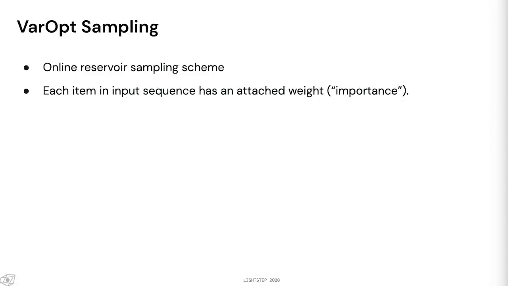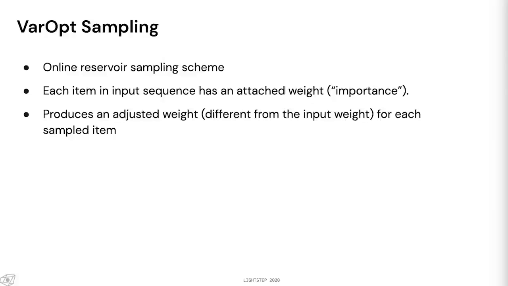We can define each input item and give it a certain weight, we call it importance, and this is something we can define ourselves. So this is where we introduce the bias. We want to add more importance to things that have latency or errors or version changes or even any other product feature that we think of in the future. And VarOpt ensures that there's a cap on the items with the highest weights. It also produces an adjusted weight that's different from the input weight for each sampled item. So this basically answers the question, how many other traces like this one were present in the population?